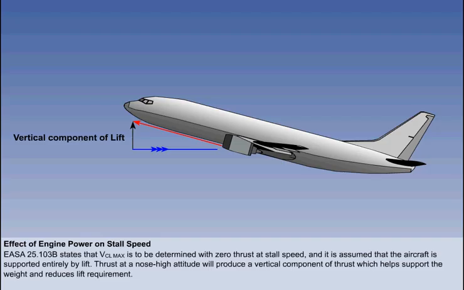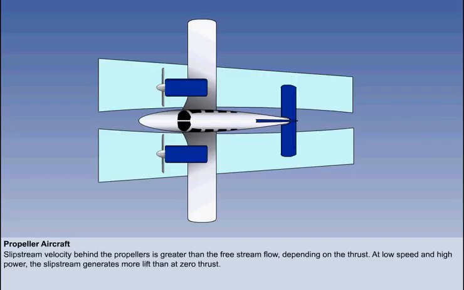Propellers will create an extra effect because of the slipstream. The most important factors in this situation are engine type, propeller or jet, thrust-to-weight ratio, and the inclination of the thrust vector at CLmax. With propeller-driven aircraft, the slipstream velocity behind the propellers is greater than the free stream flow, depending on the thrust. Thus, at low IAS and high power, the dynamic pressure within the slipstream is higher than that outside it, and generates more lift than at zero thrust.